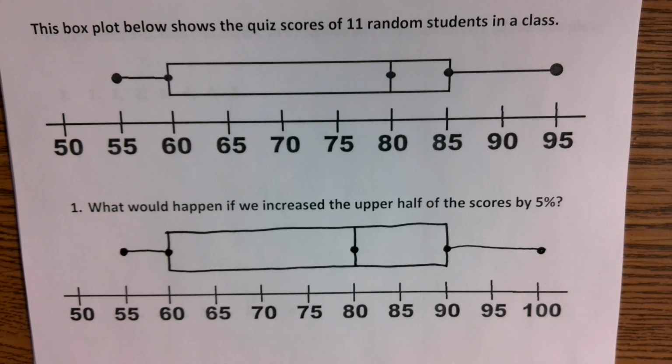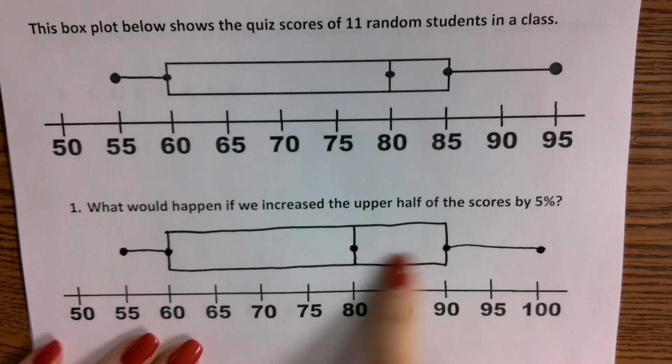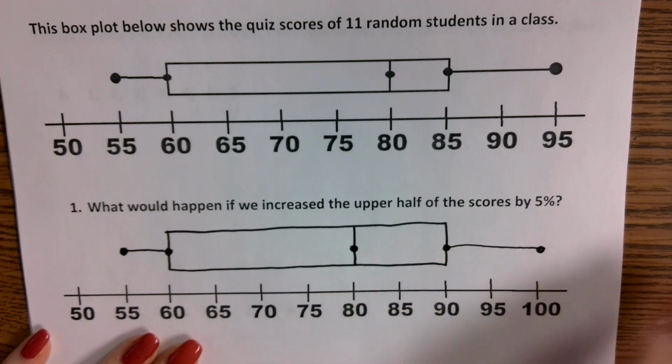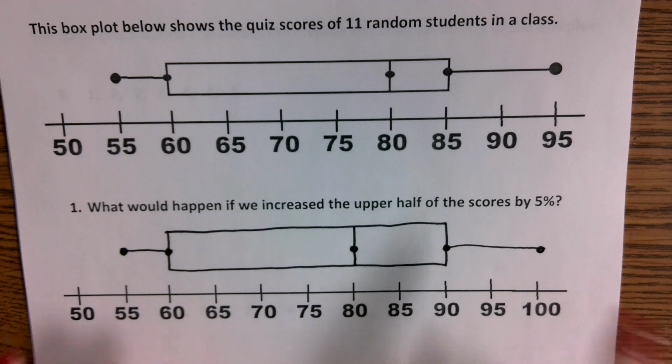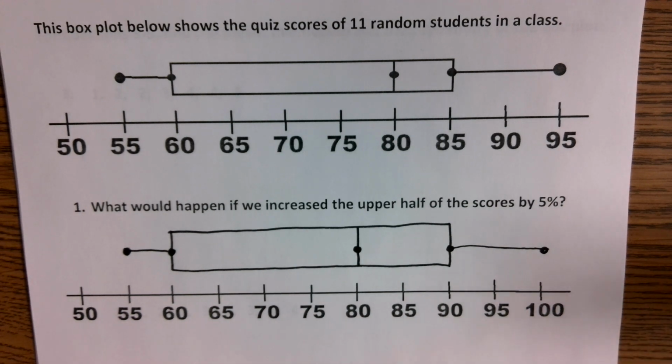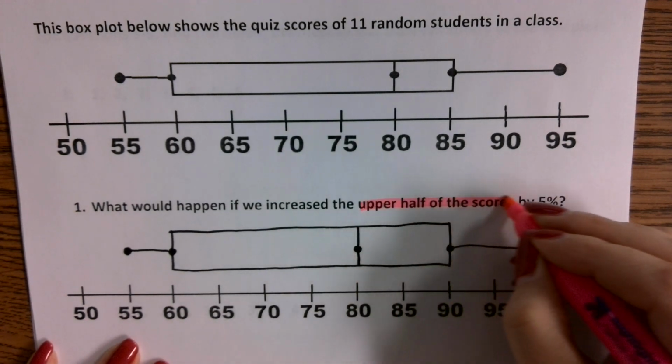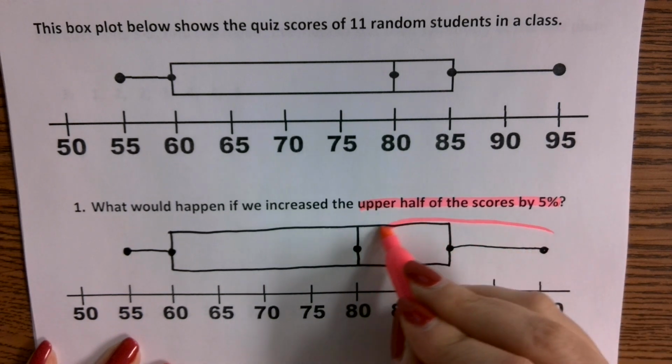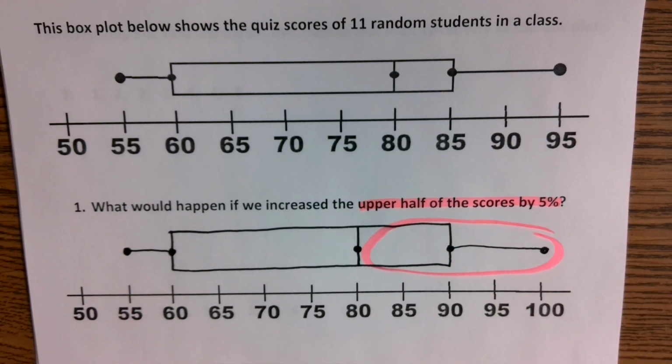So taking a look here, the span of my box in my upper half is bigger. The span going to my largest whisker has gone to a larger value. I've increased in certain situations and stayed the same in others. The only areas where I increased was the upper half of my data set, meaning this portion right here all increased by 5%. All of those values increased by 5%. So what we're seeing happen is that my minimum and my lower values are all going to stay the same.